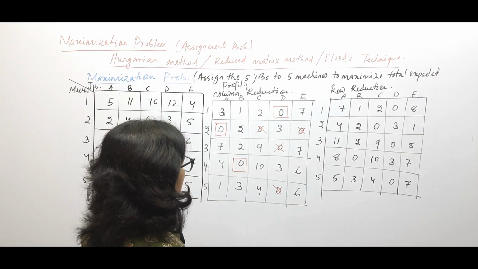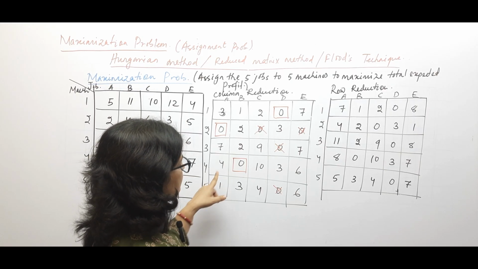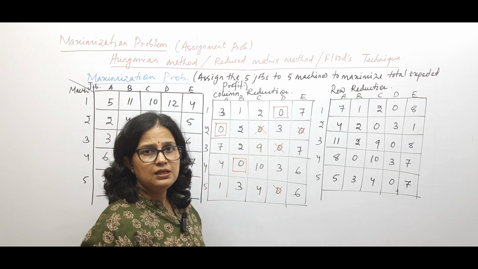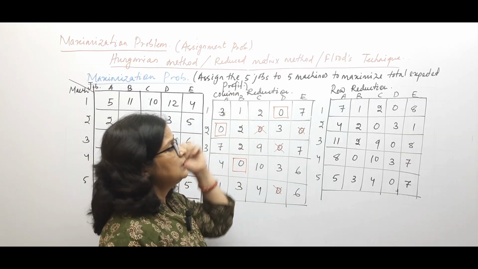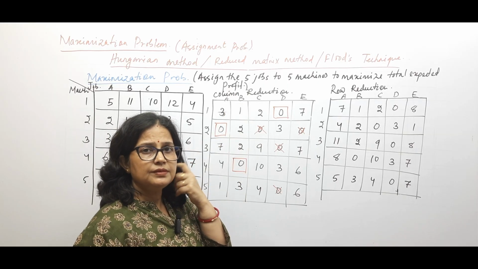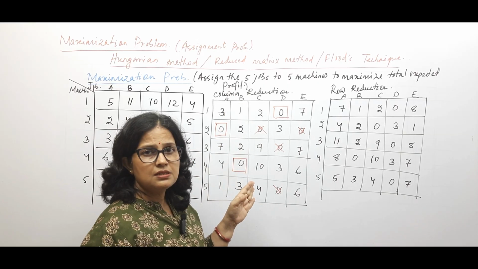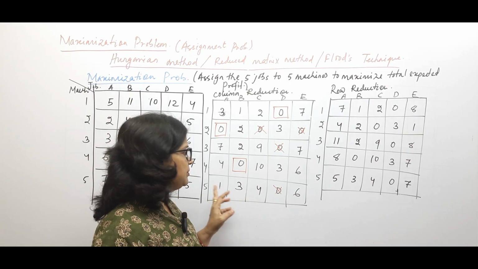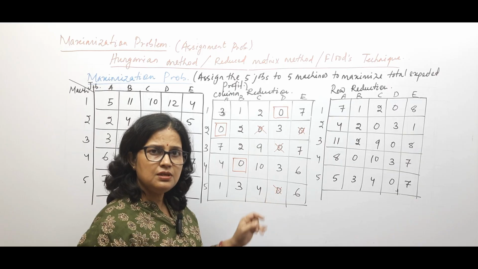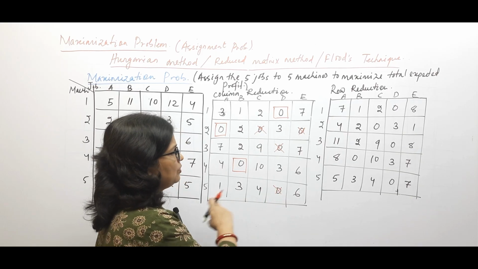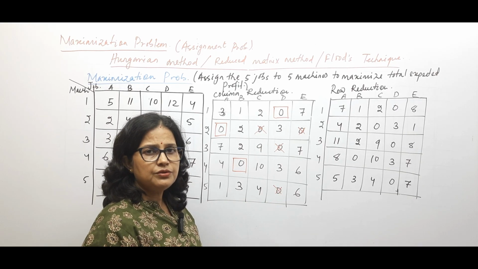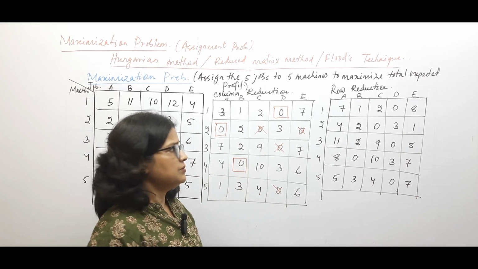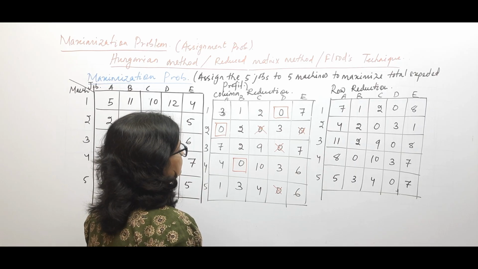Okay. How many assignments do we need? Actually, we need 5 assignments, but here we got only 3. So we go for our iteration process. How do we need to do it? We need to draw the minimum number of lines which will cover all our 0s. So let us see how we are going to do it.